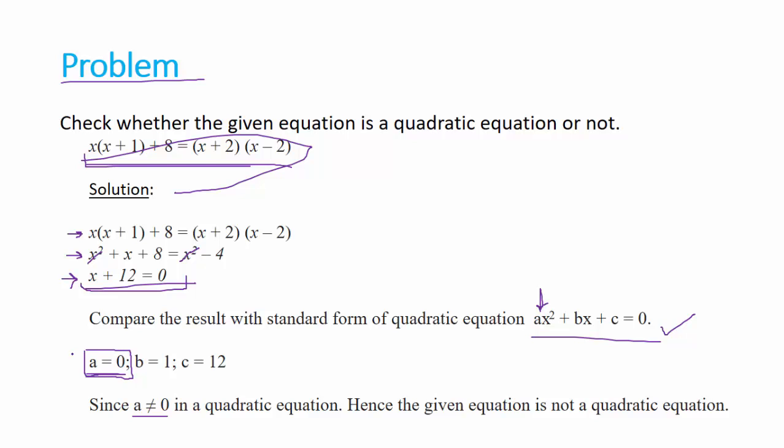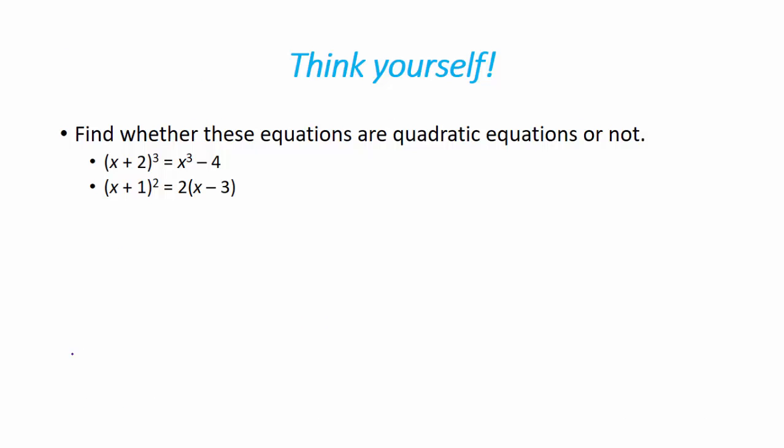And these are some problems to think on your own. Try these problems, find whether these equations are quadratic equations or not. They will be solved in a similar way like we solved the previous example problem. So solve these two equations to their simplest forms and compare them with the standard form of quadratic equation. If they satisfy the standard form of quadratic equation, then they will be called quadratic equations. Otherwise they will not be considered quadratic equations. They are simple. Just try your hands on these two problems, and if you have any doubt, then comment on the video. I will try to solve those.